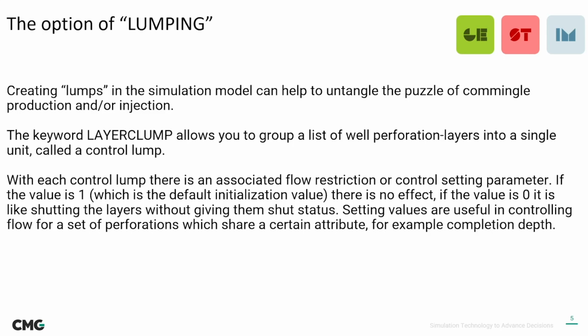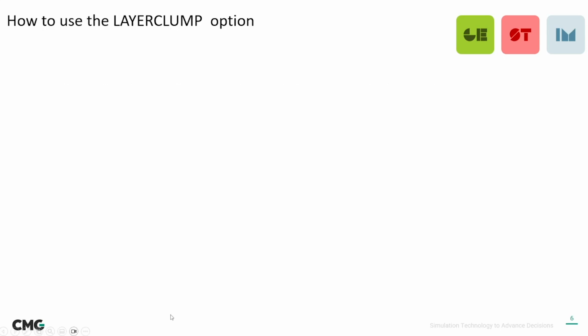If the value is 1, which is the default initialization value, there is no effect. If the value is 0, it is like shutting the layers without giving them shut status. Setting values are useful in controlling flow for a set of perforations which share a certain attribute, for example, completion depth.